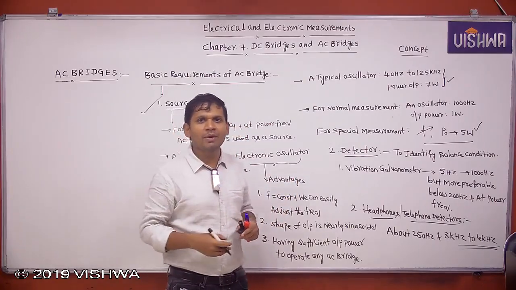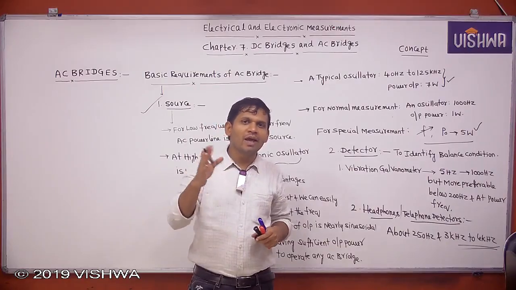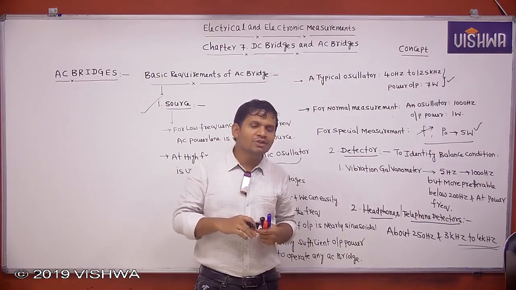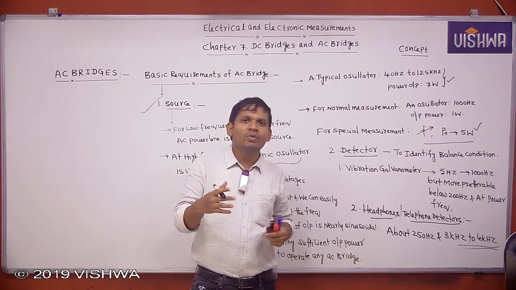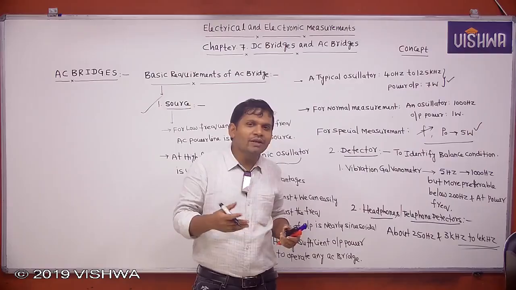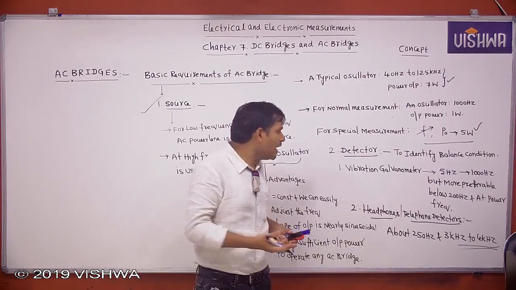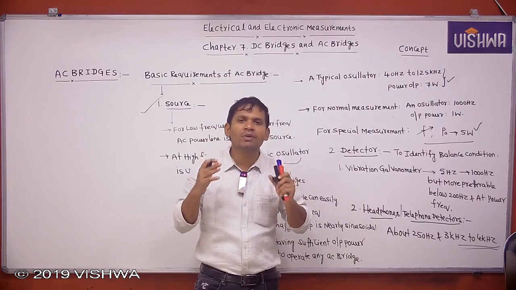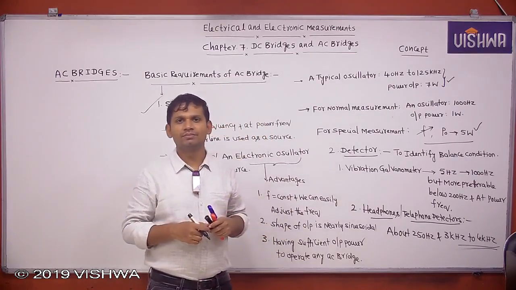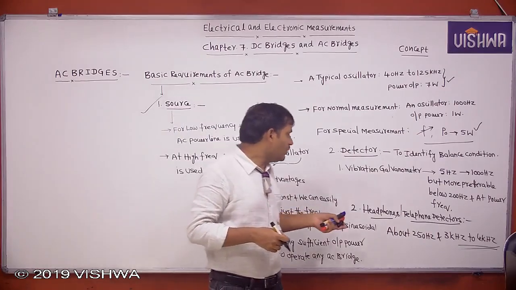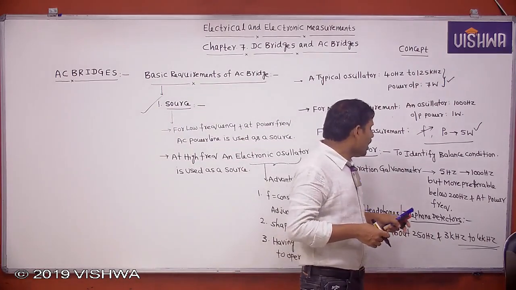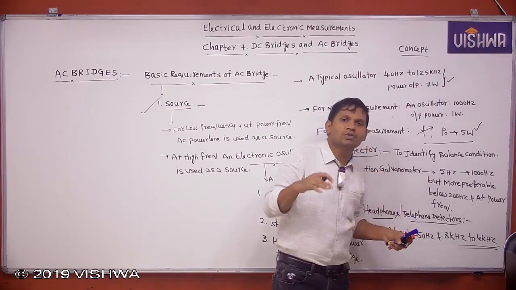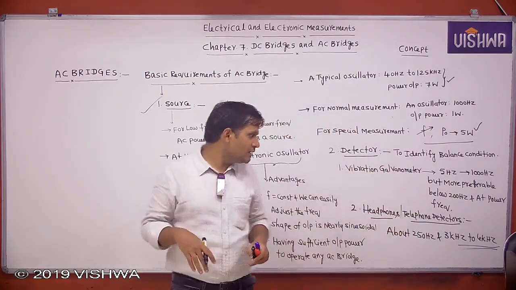I think all of this is done in the measurement lab in our colleges. How do we sense the balance condition of a bridge? In some colleges they use vibration galvanometers. In some colleges they use headphones as detectors. Once we are using headphones, we sense the balance condition aurally, not visually. Understood? Headphones are used from about 250 Hz up to 3 kHz to 4 kHz. Okay, this is the headphones.